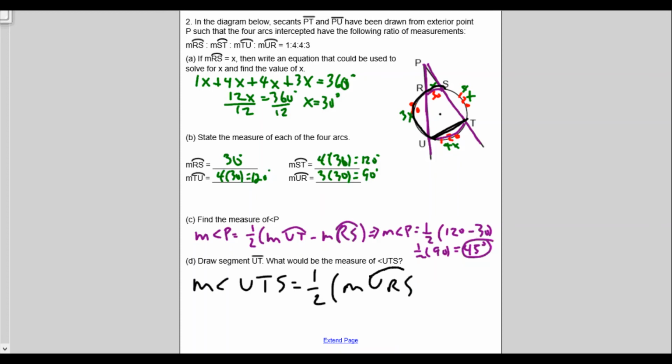URS. Now, 3x plus 1x is 4x. We know it's 120 degrees. So 1/2 of 90 plus 30. Half of 120 is 60 degrees. Okay, so there goes our question number 2. All right, let's continue with question number 3.